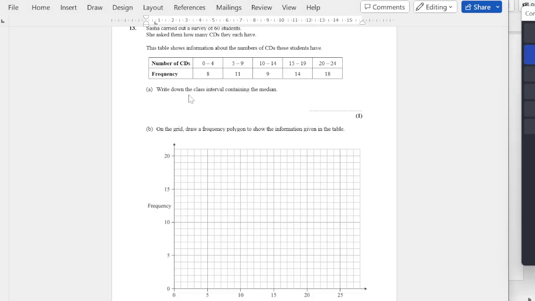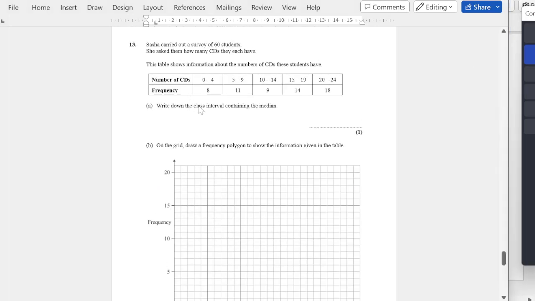Okay, question 13. Sasha carried out a survey of 60 students. She asked them how many CDs they each have. The table shows information about the number of CDs these students have. And then we've got our table of values. Write down the class interval containing the median.